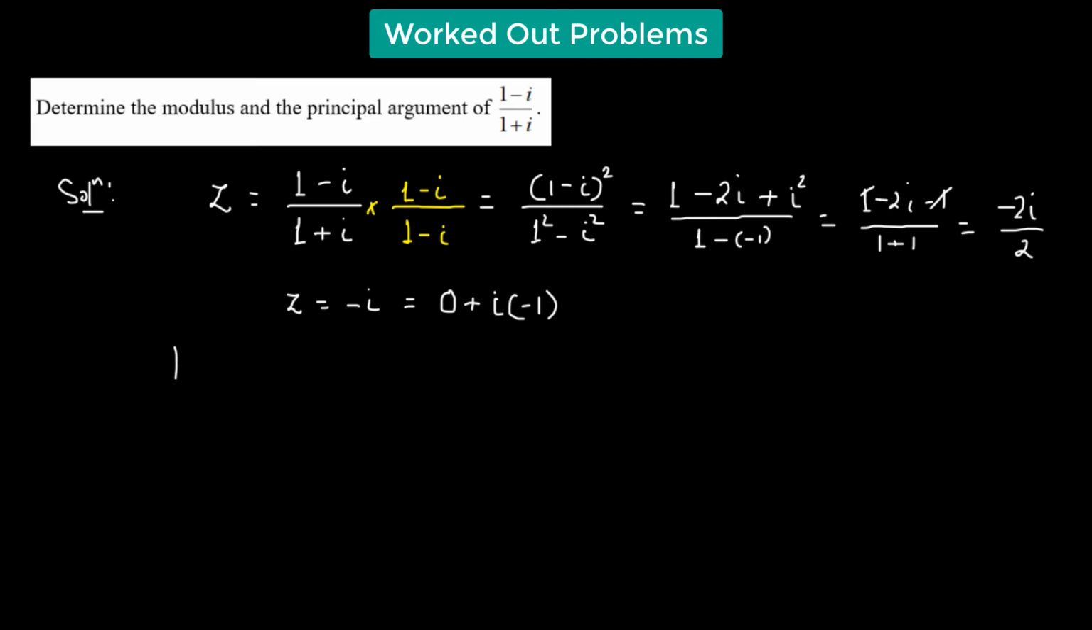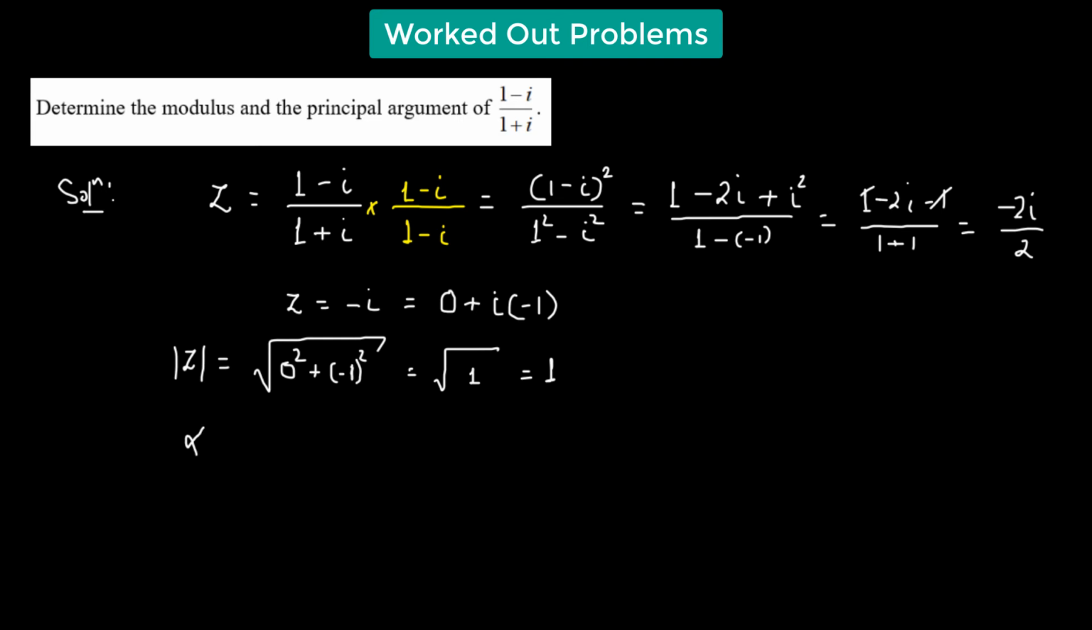Which can be written in the standard form as 0, since the real part is 0, plus i times negative 1. So now we have it in the standard form. Let us try to find its modulus. The modulus of the complex number z is simply going to be equal to the square root of the square of the real part added to the square of the imaginary part. We have 0 squared, which is 0, plus negative 1 squared, which is going to give us 1. So our modulus value is going to be equal to 1.